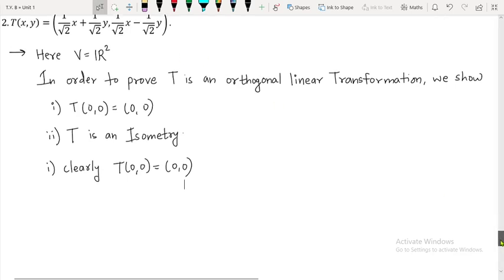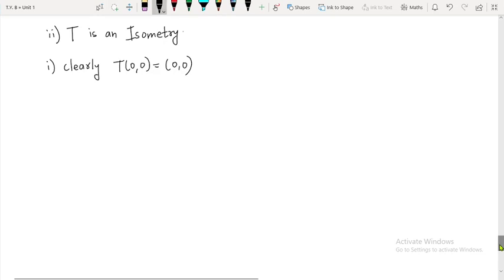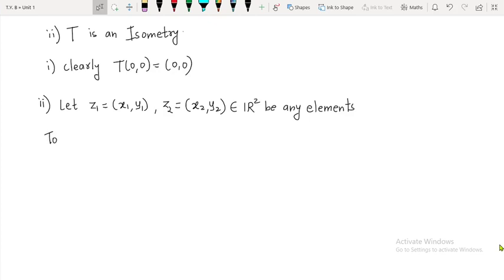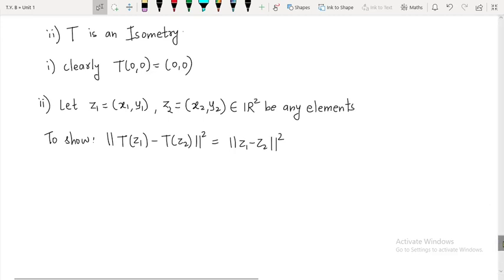Now we will go for the second condition. In order to prove T is an isometry, we need two elements of R2. So I'll select Z1 equal to (X1, Y1) and Z2 equal to (X2, Y2) belonging to R2, be any elements. And what we are going to show? To show over here norm of T of Z1 minus T of Z2 square is equal to norm of, okay, later on we'll take positive square roots and we'll get that T is an isometry.